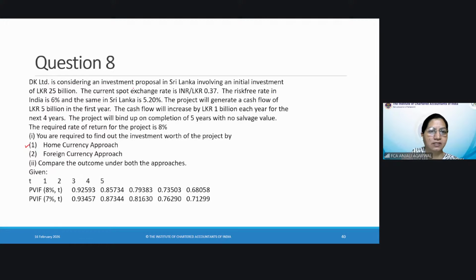TK Limited is considering an investment proposal in Sri Lanka, which involves an initial investment of Sri Lankan rupee 25 billion. So what is the investment? Investment is in Sri Lanka. How much does it require? 25 billion. Current spot rate is INR on Sri Lankan rupee is 0.37. So 1 Sri Lankan rupee will give you 0.37 INR.